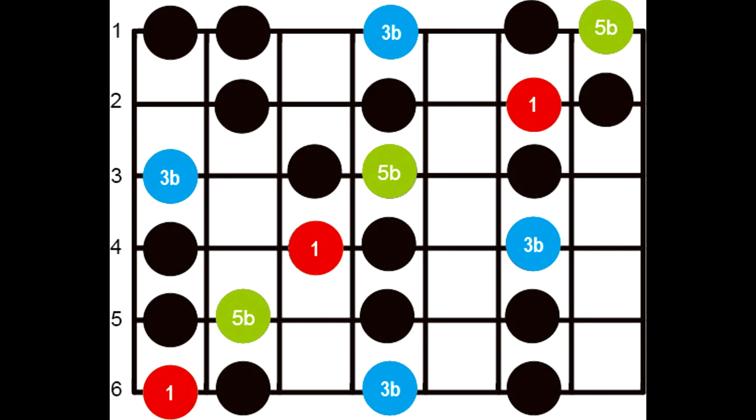This note is the difference between Phrygian and Locrian, and the characteristic sound of this mode. The next example is in B diminished or B Locrian.